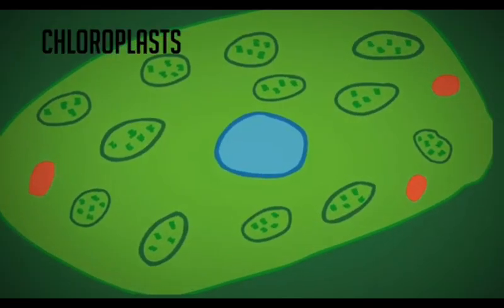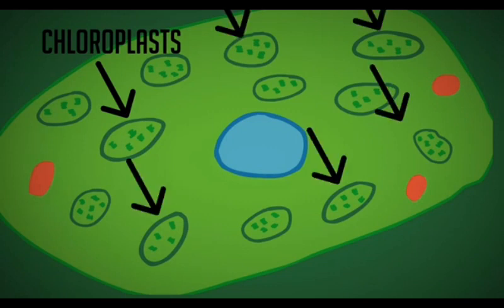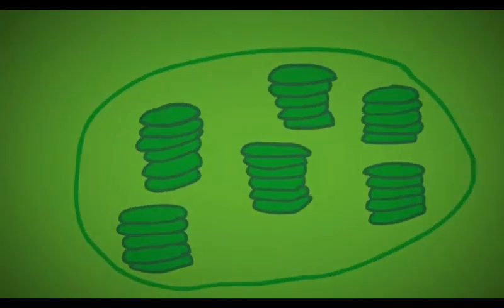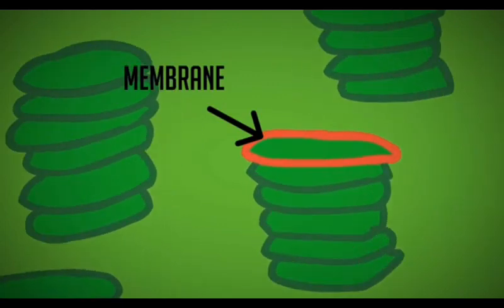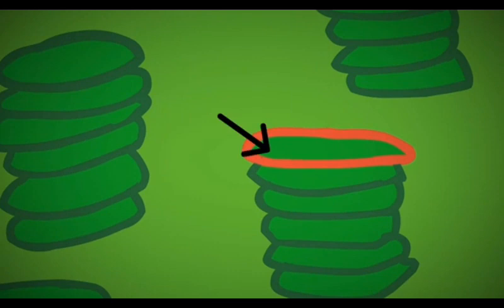Photosynthesis happens inside the chloroplasts. Chloroplasts are the small structures that give the plant the green color. There are about 10 to 20 of these in every plant cell. Inside the chloroplasts are stacks of little sacs with green stuff inside. Each of the sacs is called a thylakoid. Outside of the sac is called a membrane, and the inside is filled with chlorophyll.